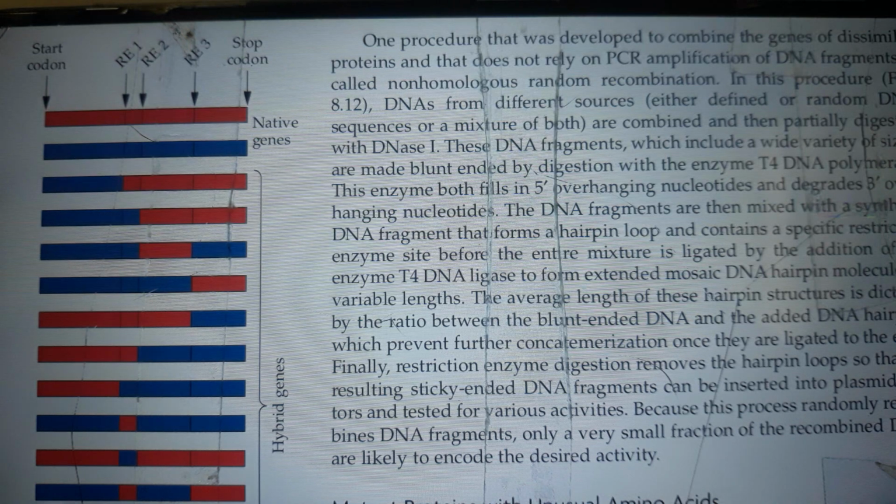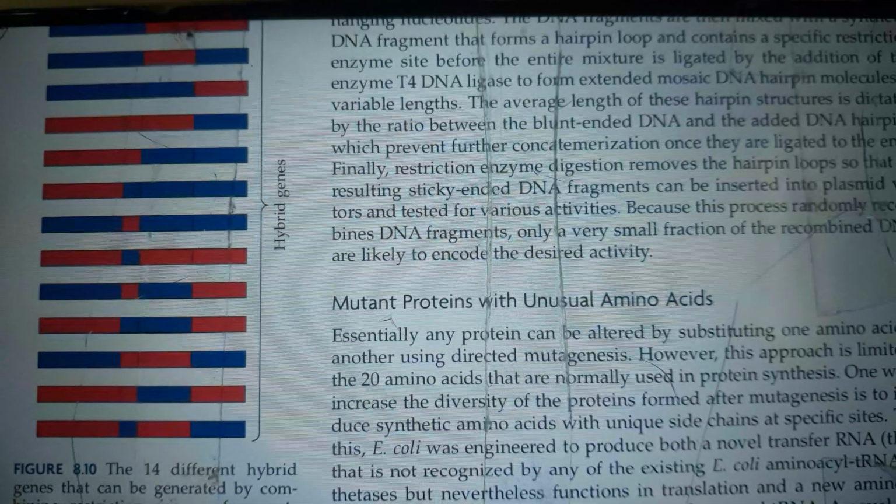The DNA fragments are then mixed with a synthetic DNA fragment that forms a hairpin loop and contains a specific restriction enzyme site before the entire mixture is ligated by the addition of the enzyme T4 DNA ligase to form extended mosaic DNA hairpin molecules of variable lengths. The average length of these hairpin structures is dictated by the ratio between the blunt-ended DNA and the added DNA hairpins, which prevent further concatemerization once they are ligated to the ends.